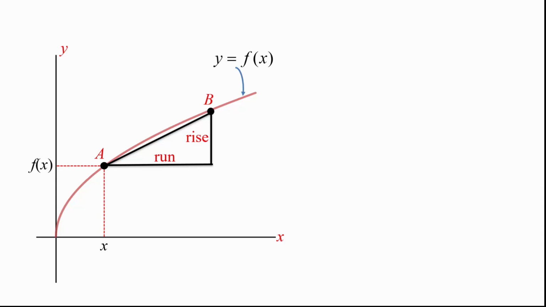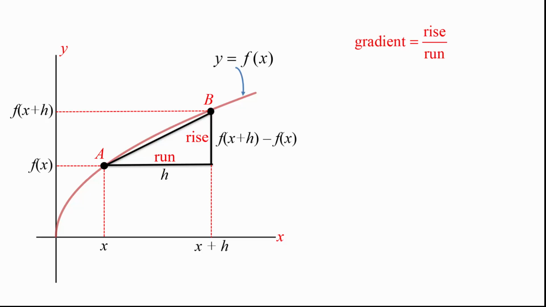Let's suppose the coordinates of point A are x and the y coordinate is f of x. If we move a little along to the right on the horizontal x-axis, let's say the coordinates of point B are x plus h and the y coordinate is f of x plus h, as you can see there. The gradient, of course, is rise over run. Now what's the rise from our right angle triangle?